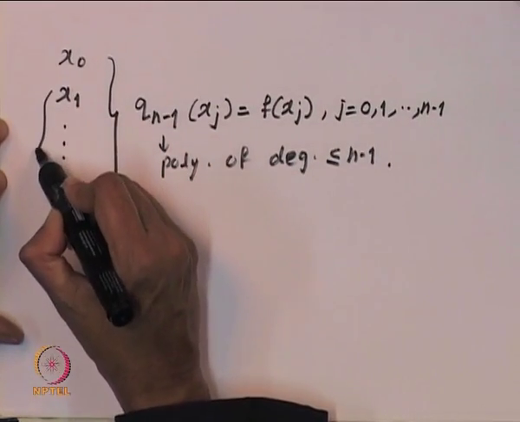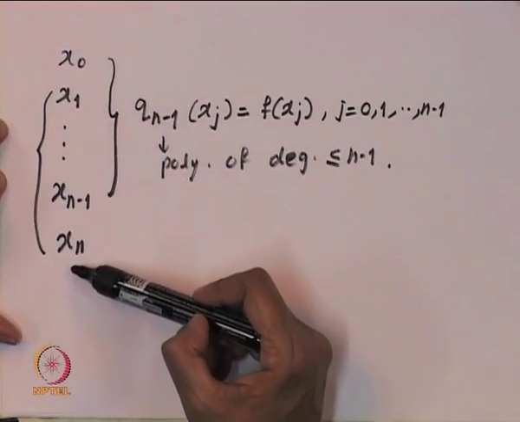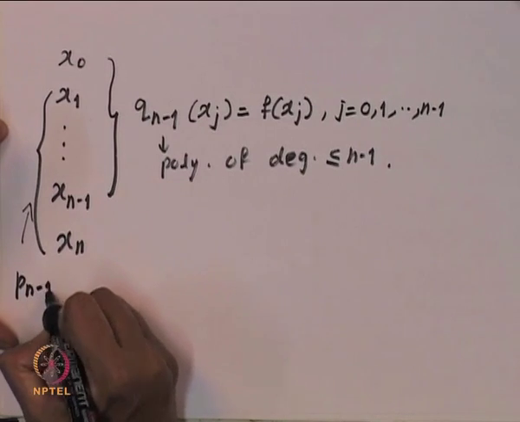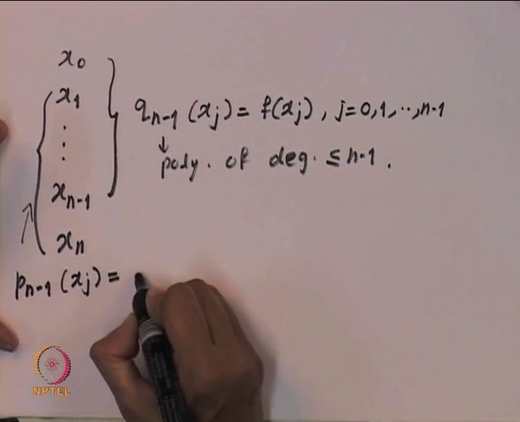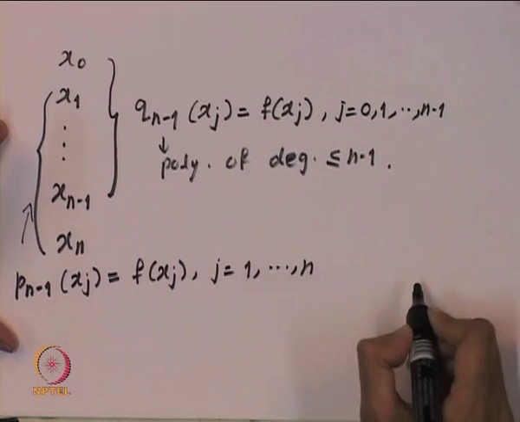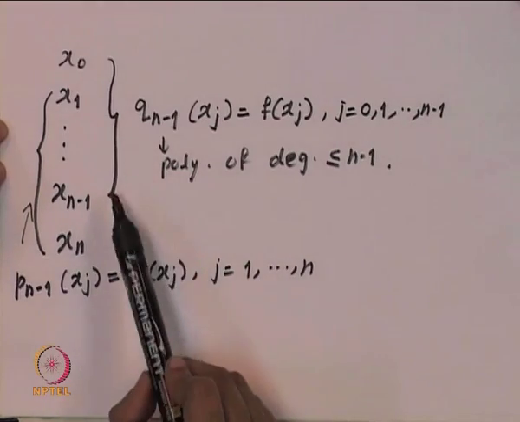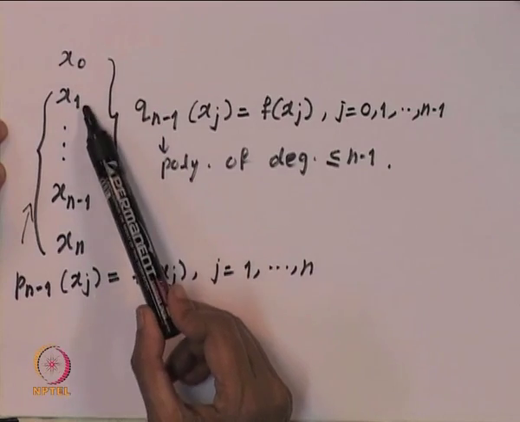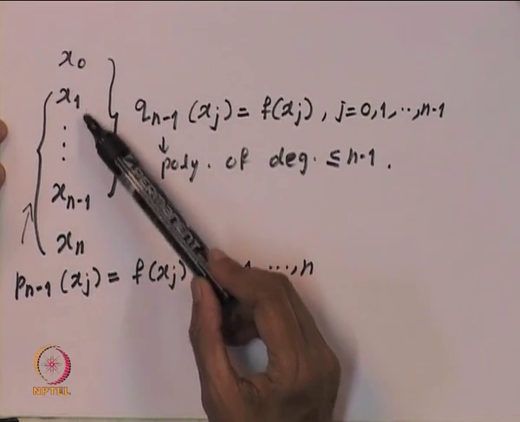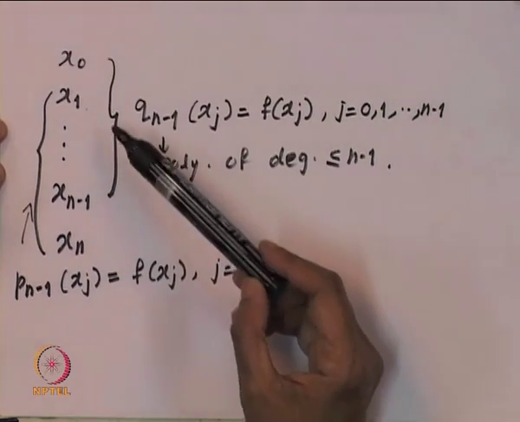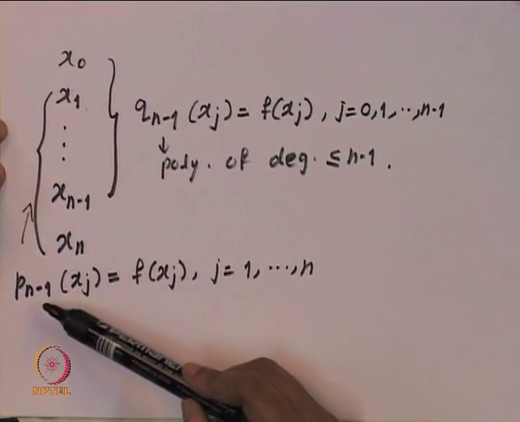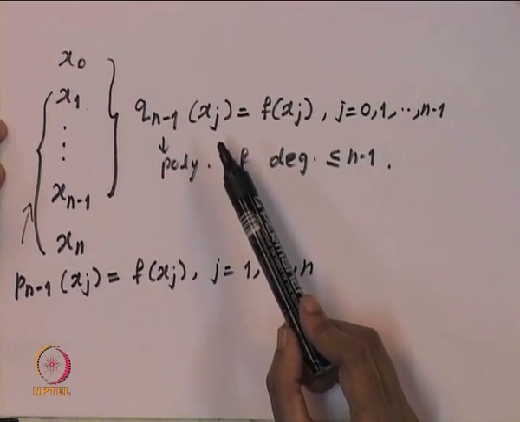Now, I look at the set of points x 1, x 2 up to x n. So, again there are n points. Let p n minus 1 be the interpolating polynomial such that p n minus 1 of x j is equal to f of x j for j equal to 1 up to n. So, I have got a polynomial which interpolates the function at x 0, x 1 up to x n minus 1, and another polynomial which interpolates the given function at x 1, x 2 up to x n. What I am interested in is finding a polynomial which interpolates the given function at x 0, x 1 up to x n. So, using these two polynomials, I am going to construct such a polynomial.